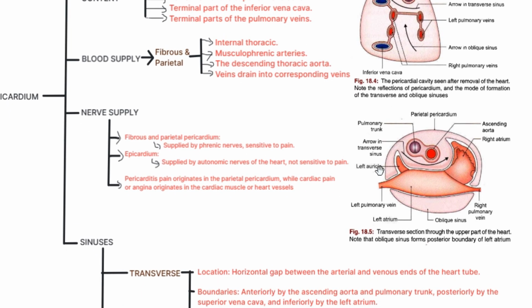Then again, here is the structure representing the transverse section through the upper part of the heart. You can see the following structures: atrium, left pulmonary vein. This is your oblique sinus. This is your right pulmonary vein, your right atrium, ascending aorta, your parietal pericardium, pulmonary trunk, arrow in the transverse sinus, and this is your left auricle.